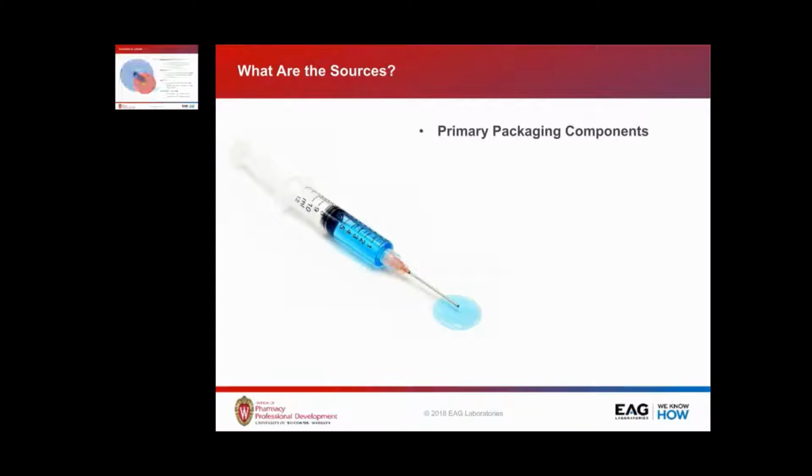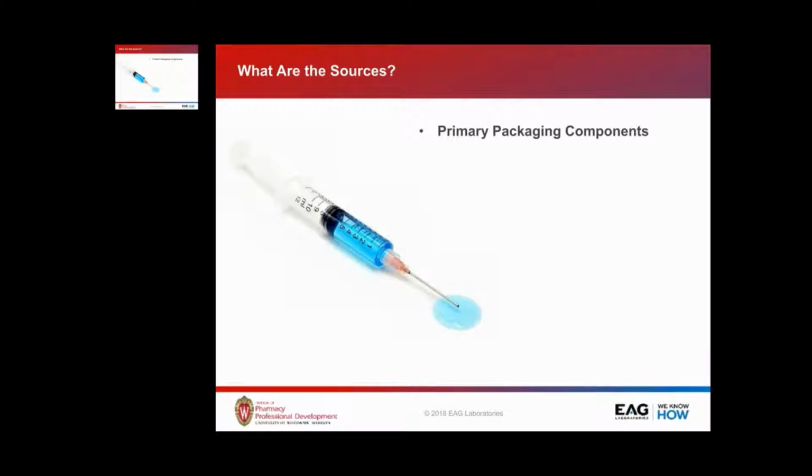So where are they coming from? The first and most obvious source is the primary packaging components. This is the final container closure system where your drug product or drug substance comes into direct contact with your material. The example I have up there is a syringe. What we're looking for is materials that are going to come out of either the barrel, the stopper, or the needle, migrate into your drug product, and then get dosed to your patient.